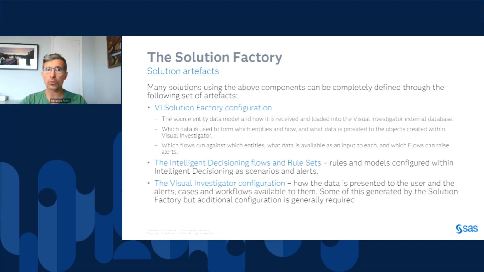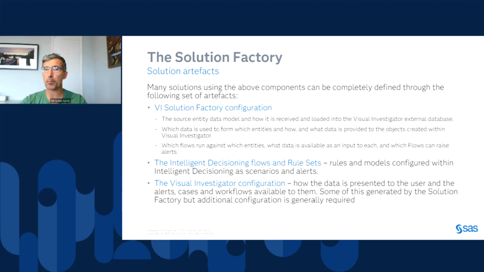That includes the source entity data model, how it's received and loaded into the Visual Investigator external database. That also includes which data is used to form which entities and how, and what data is then provided to the objects created within Visual Investigator. So when we look at a resolved person, what information do we want to see about that person? That also defines the flows that run against which entities, and then what data we want available to those flows.